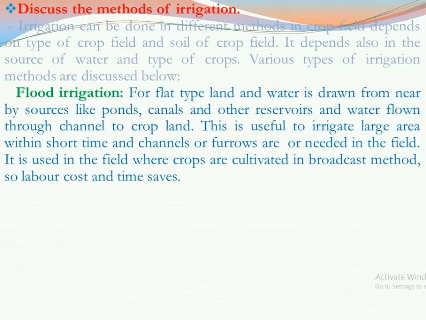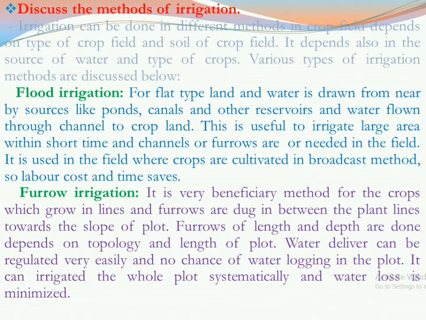Now let us see the second irrigation method, that is furrow irrigation. It is a very beneficial method for crops which grow in lines, and furrows are dug in between plant lines toward the slope of the plot. That is, if we plant the plants in lines, then furrow irrigation should be followed, and furrows should be made between the lines of plants along the slope of the plot. The length and depth of furrows depend on the topology and length of the plot.